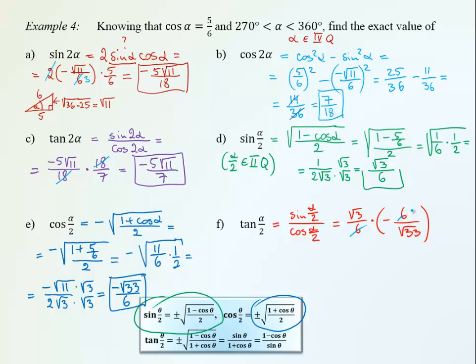We can reduce the 6's, so we have negative √3 over √33, and we can reduce again the 3 with 33, leaving 11 in the bottom. So we end up with negative 1 over √11. And if we get rid of irrationality, multiplying by √11 here and there, we end up with negative √11 over 11 as a final answer.